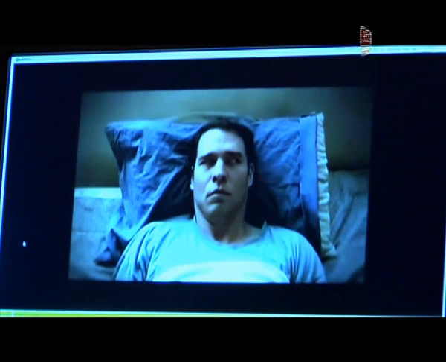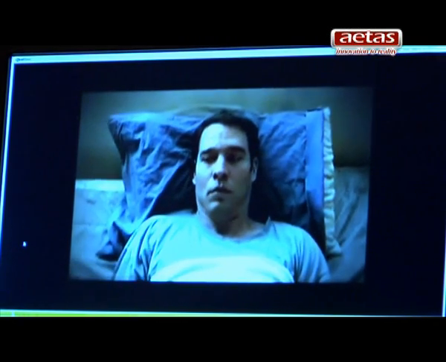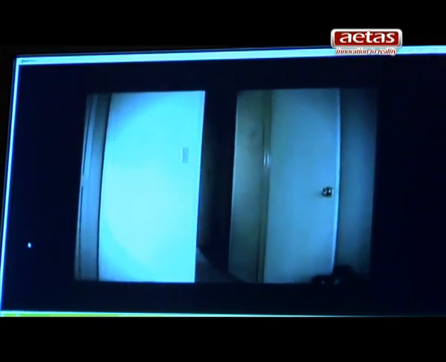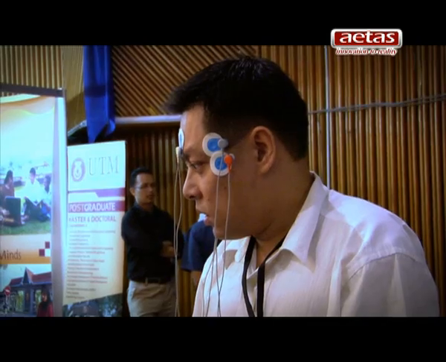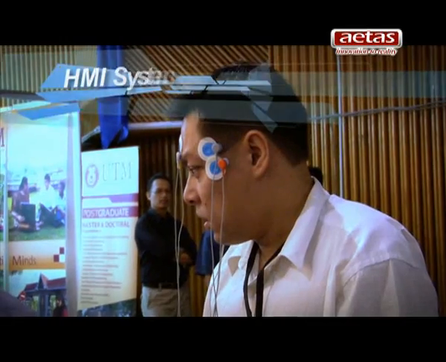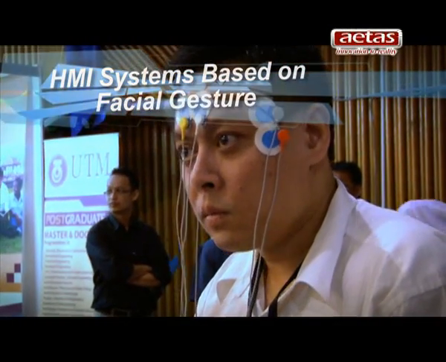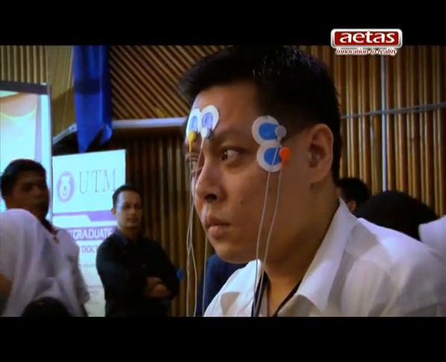Look, he can only move his eyebrow, and if something happens, that's it, he can't do anything, only his expression. We need to have a technology that can help them in a manner, right? What we did is, you can see that there are various gestures, the expressions that a person can make.